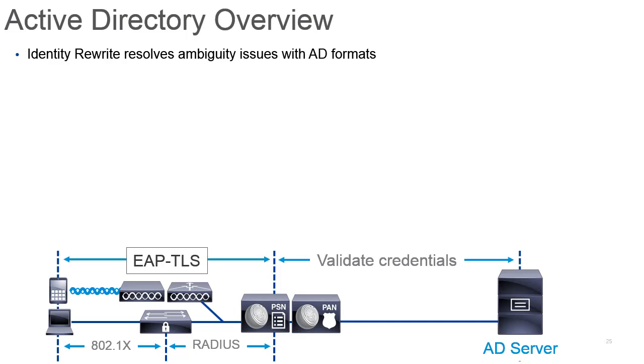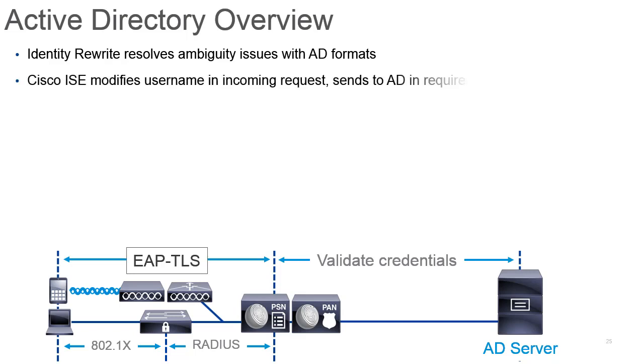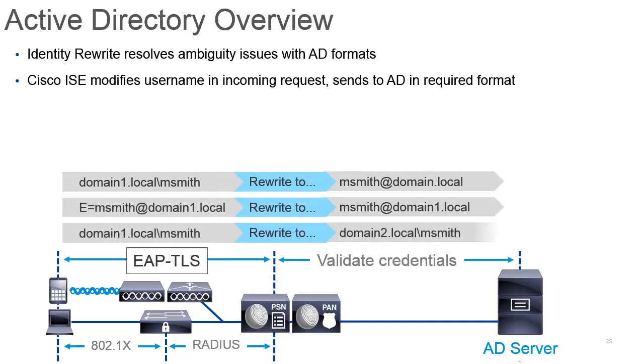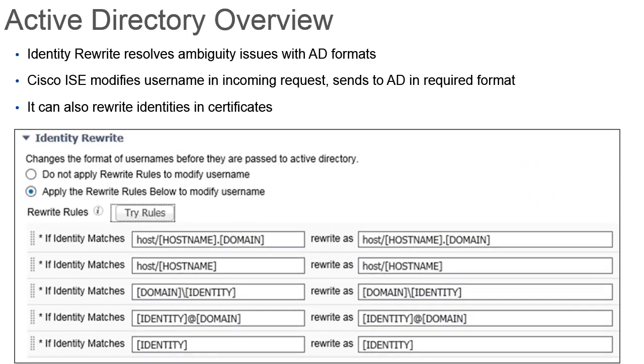This allows Cisco ISE to modify the username for an incoming request and send it to Active Directory in a required format. For example, Cisco ISE receives an authentication request from the username in this format and rewrites it to this format. Now, there are many possibilities for this rewrite feature. It can also rewrite identities and certificates and process requests that have incorrectly provisioned certificates. This is all based on identity rewrite rules, which you define in Cisco ISE.